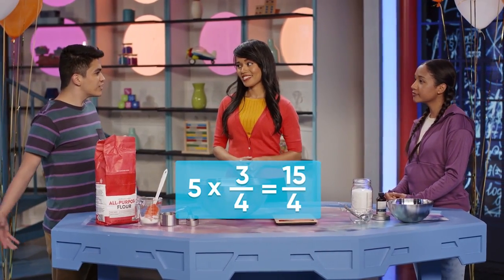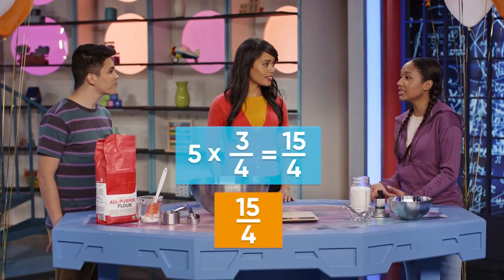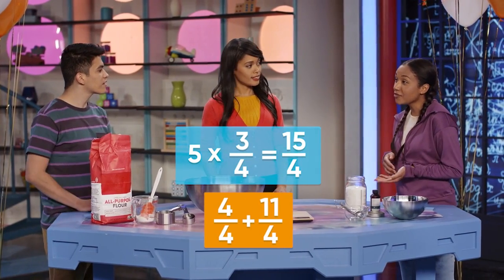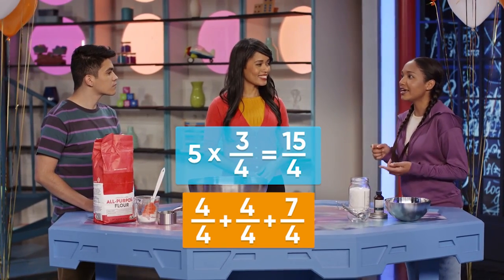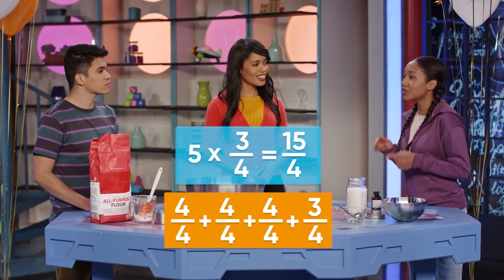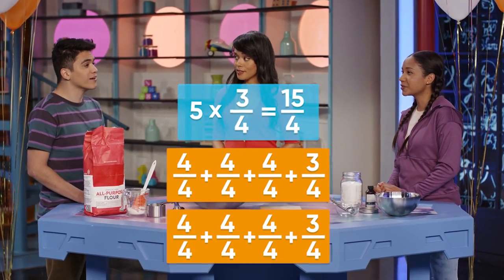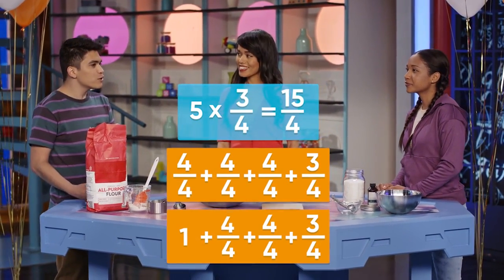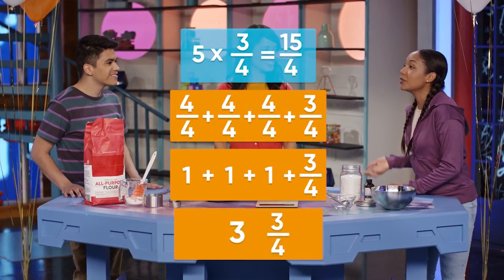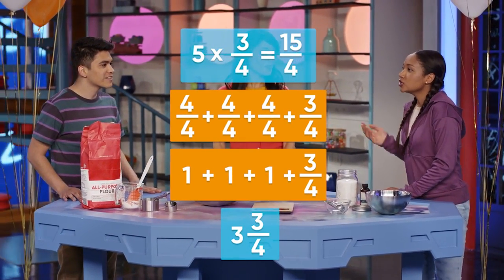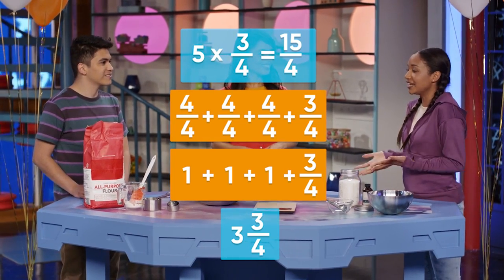And now we just need to simplify 15/4. 15/4 can be broken down into 4/4 plus 11/4, then 4/4 plus 4/4 plus 7/4, then 4/4 plus 4/4 plus 4/4 plus 3/4. We know 4/4 equals 1, so that gives us 1 plus 1 plus 1 plus 3/4. Which is the same as 3 and 3/4. So we need 3 and 3/4 pounds of cookie dough to make 5 batches.